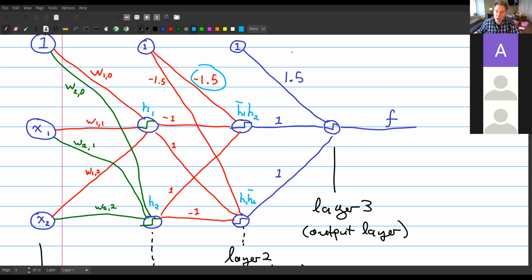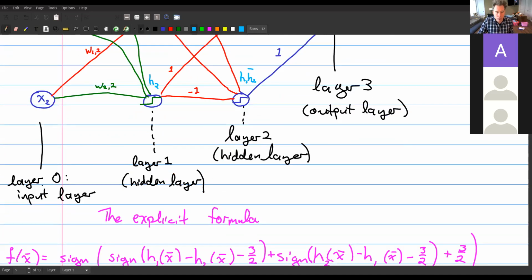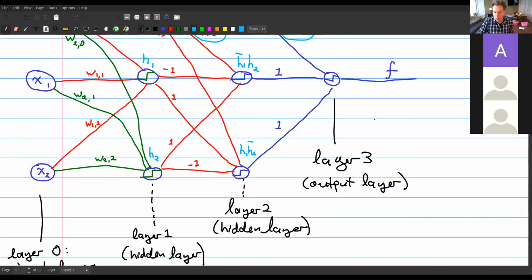Okay, and now this 1.5 just takes the OR of these two things. And so the output of the entire network is F. So this is pretty typical of a neural network here. It has a certain number of layers. Just as notation, we're going to call the input layer layer 0, and layer 3 is the output layer.